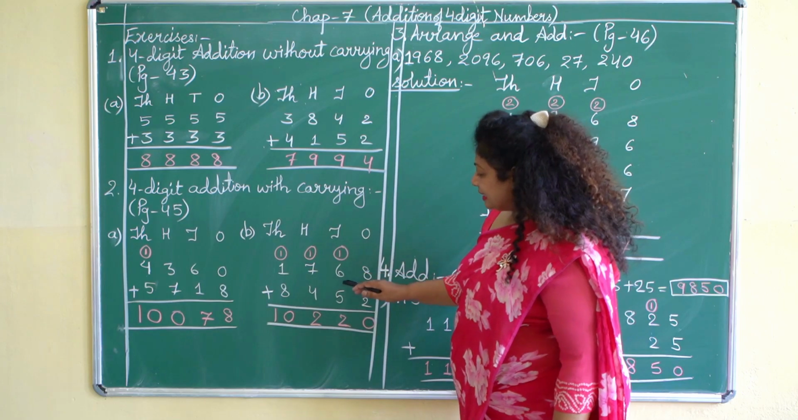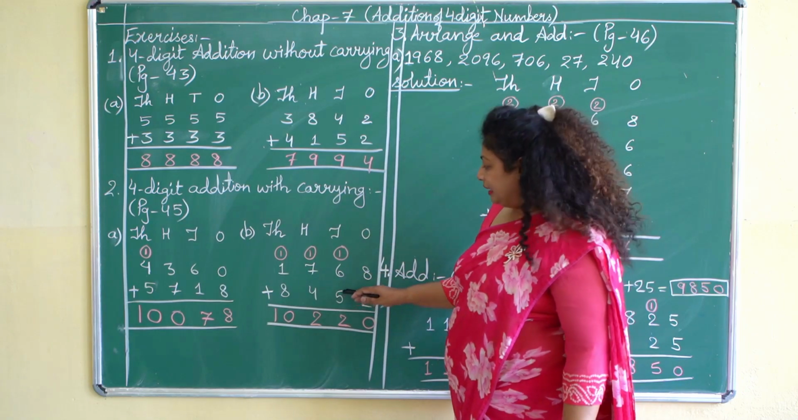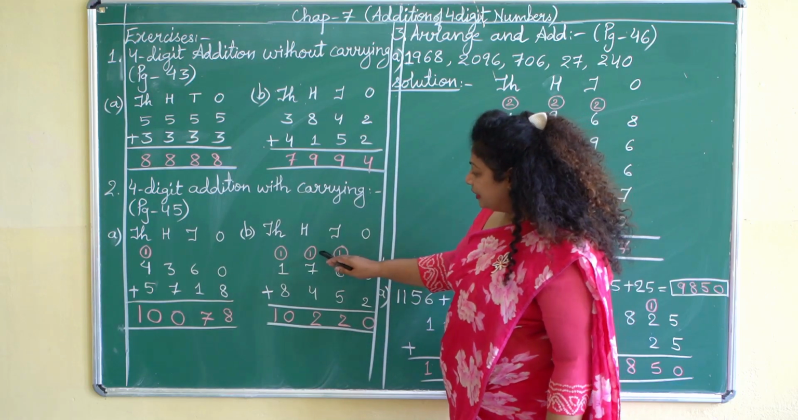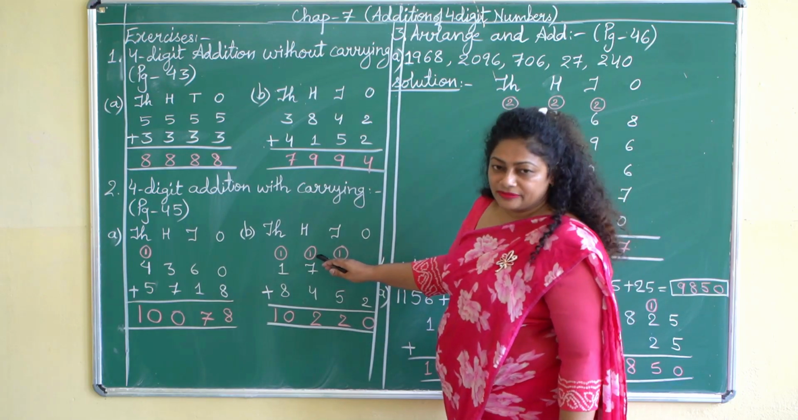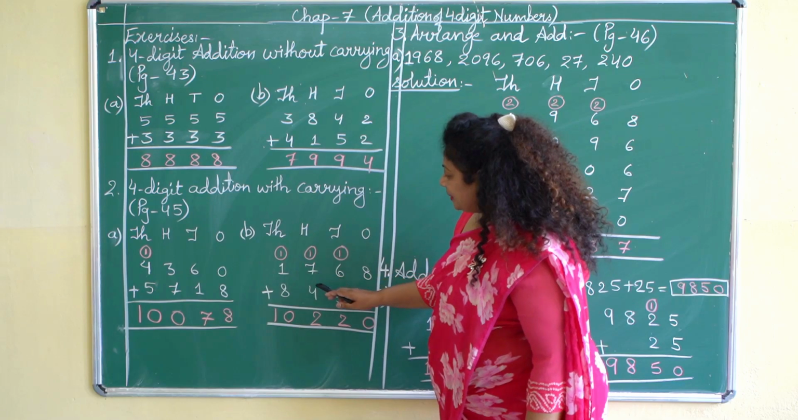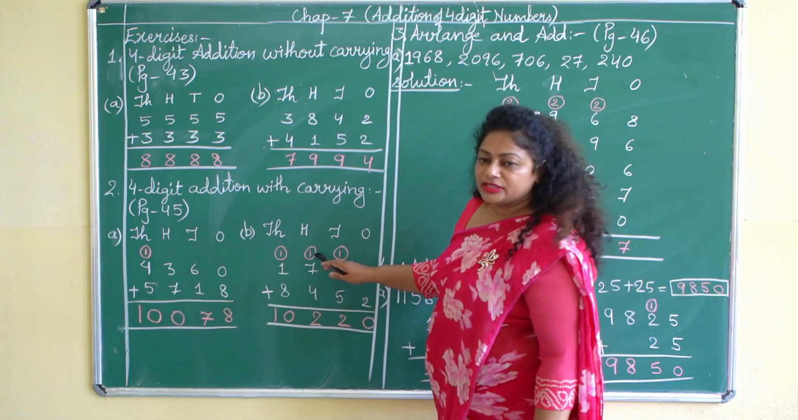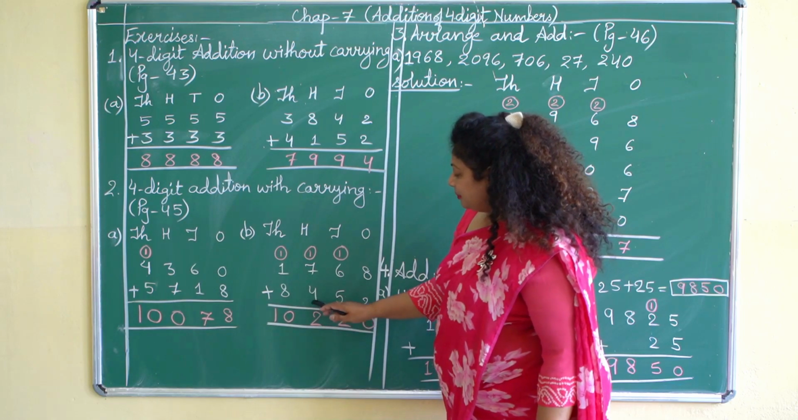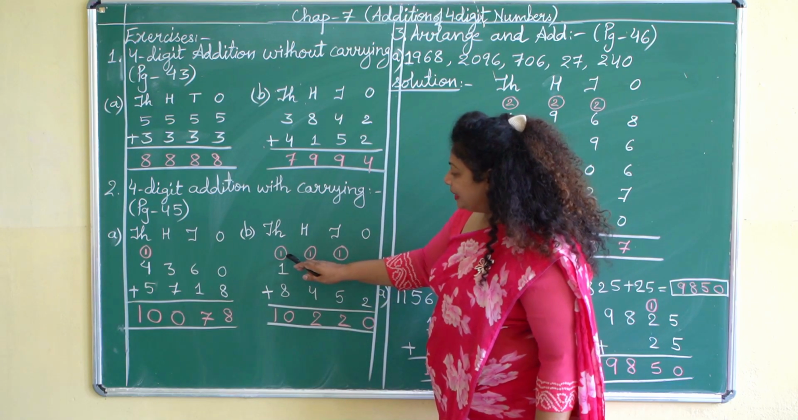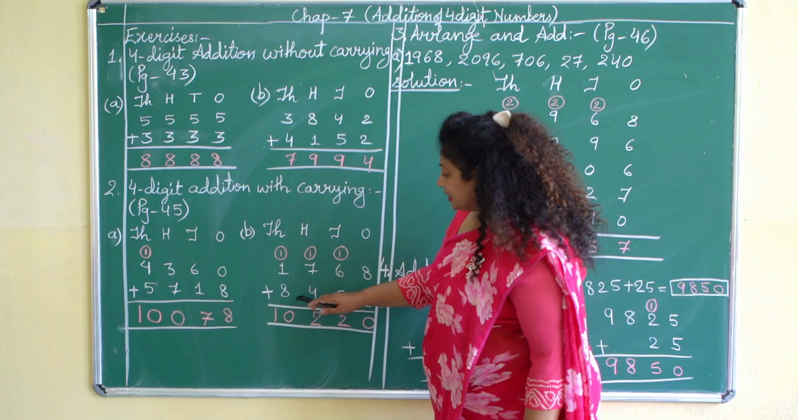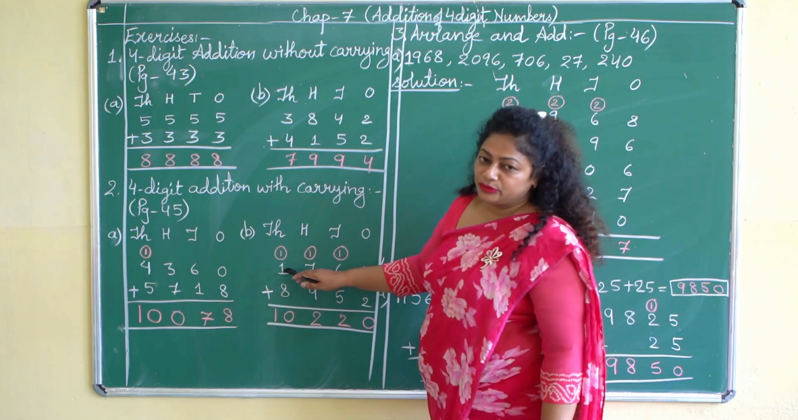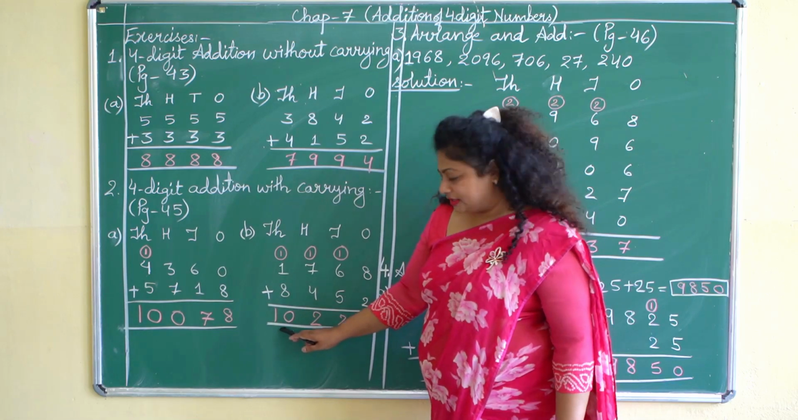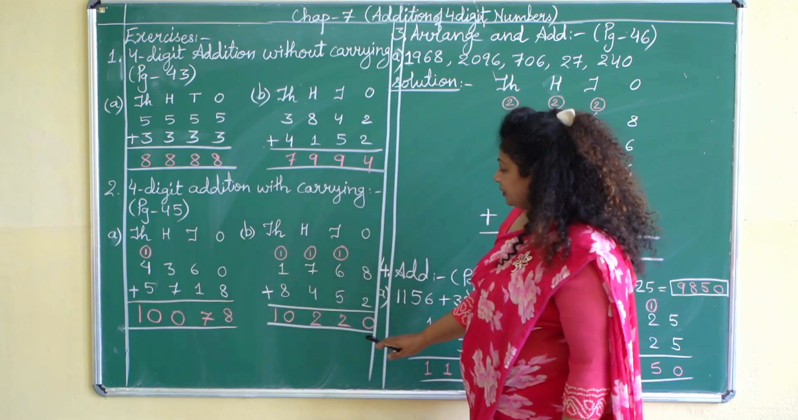Let's add. 6 plus 5 will give you 11. 11 plus 1 is 12. Again we'll write 2 here and 1 will be placed on top of 7. 7 plus 4 will give you 11. 11 plus 1 is 12. Again 2 will be written below 4 and 1 will be placed on top of 1. Let's add. 8 plus 1 will give you 9 and 9 plus 1 will give you 10. The answer we got is 10,220.